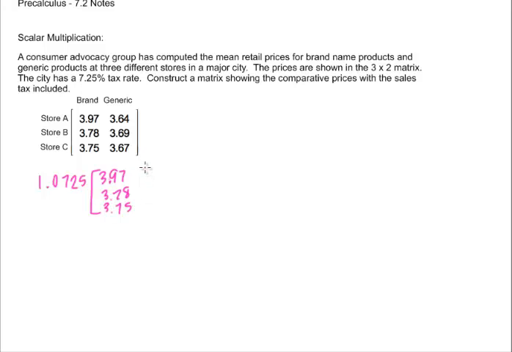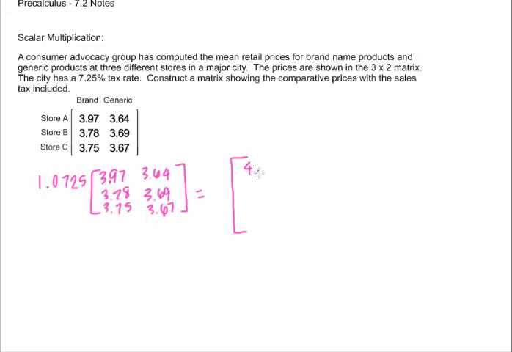And this is a scalar, and when you multiply by a scalar, then you're going to multiply each individual piece inside the matrix by that scalar. And when you do that, you end up with your new prices at store A, B, and C for both generic and the brand name. So the brand name first at store A, B, and C.